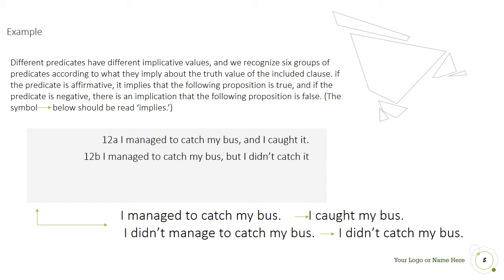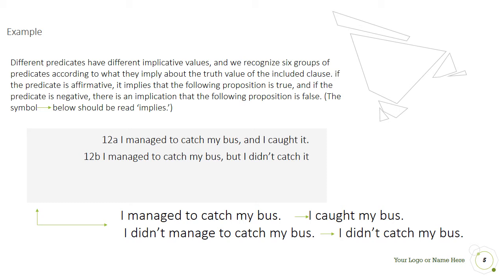So sentence 12a and sentence 12b: if you hear someone say I managed to catch my bus, you will no doubt infer that the speaker did catch the bus in question. Hearing the negative equivalent, I didn't manage to catch my bus, you infer that the speaker did not catch the bus. The verb manage, like some other verbs followed by a reduced clause, has a certain implicative value.